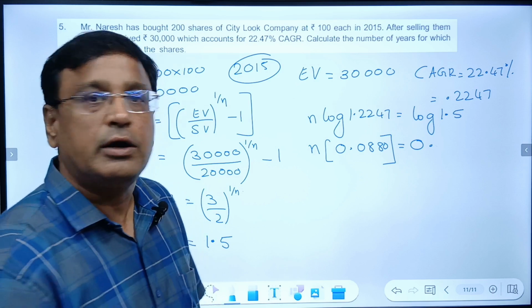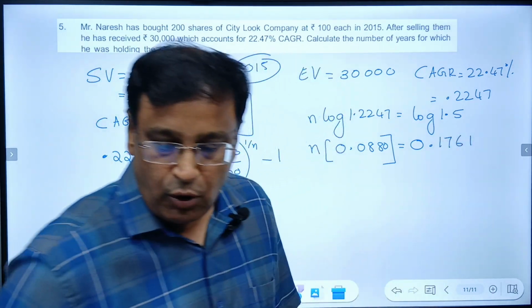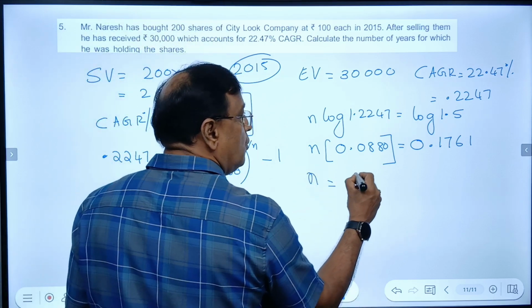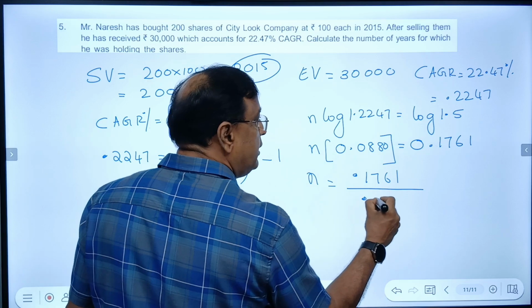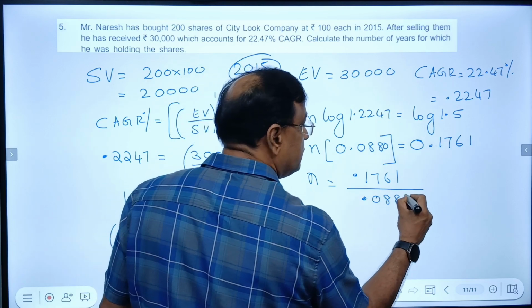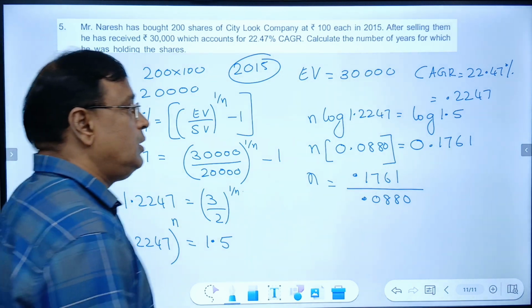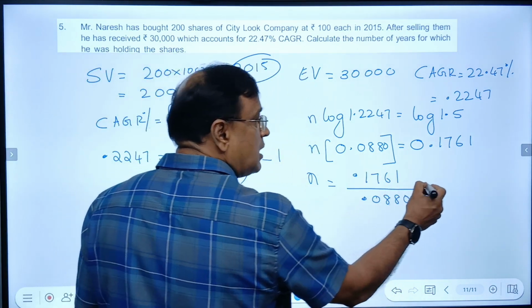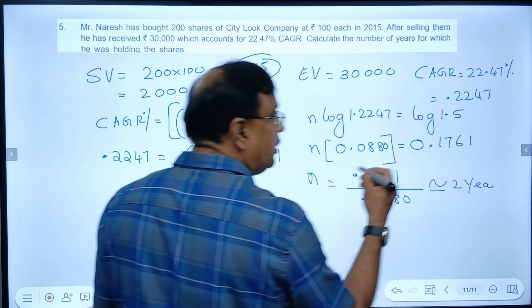Which is equal to, for 1.5, if you take log, it will be 0.1761. So what is n equal to? 0.1761 divided by 0.0880. Correct? Now, if you observe this carefully, this is approximately equal to 2 years. You can do an approximation.